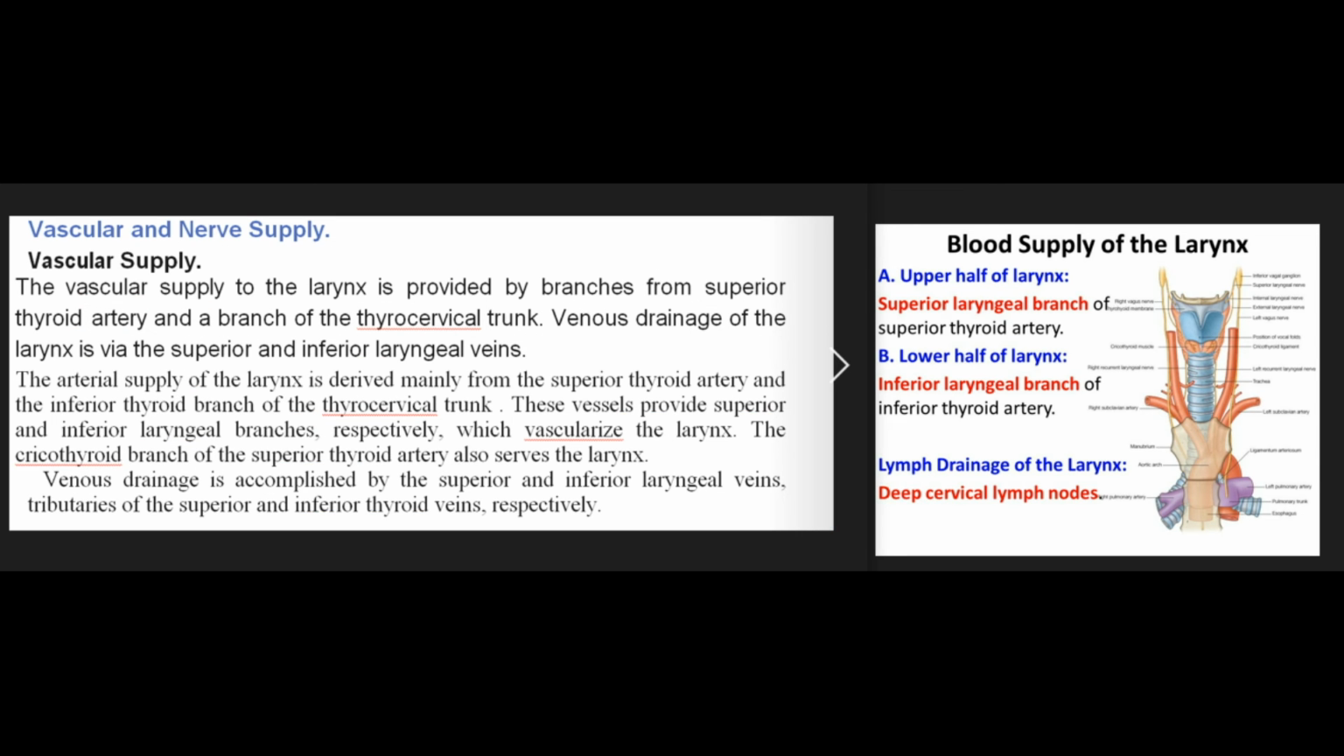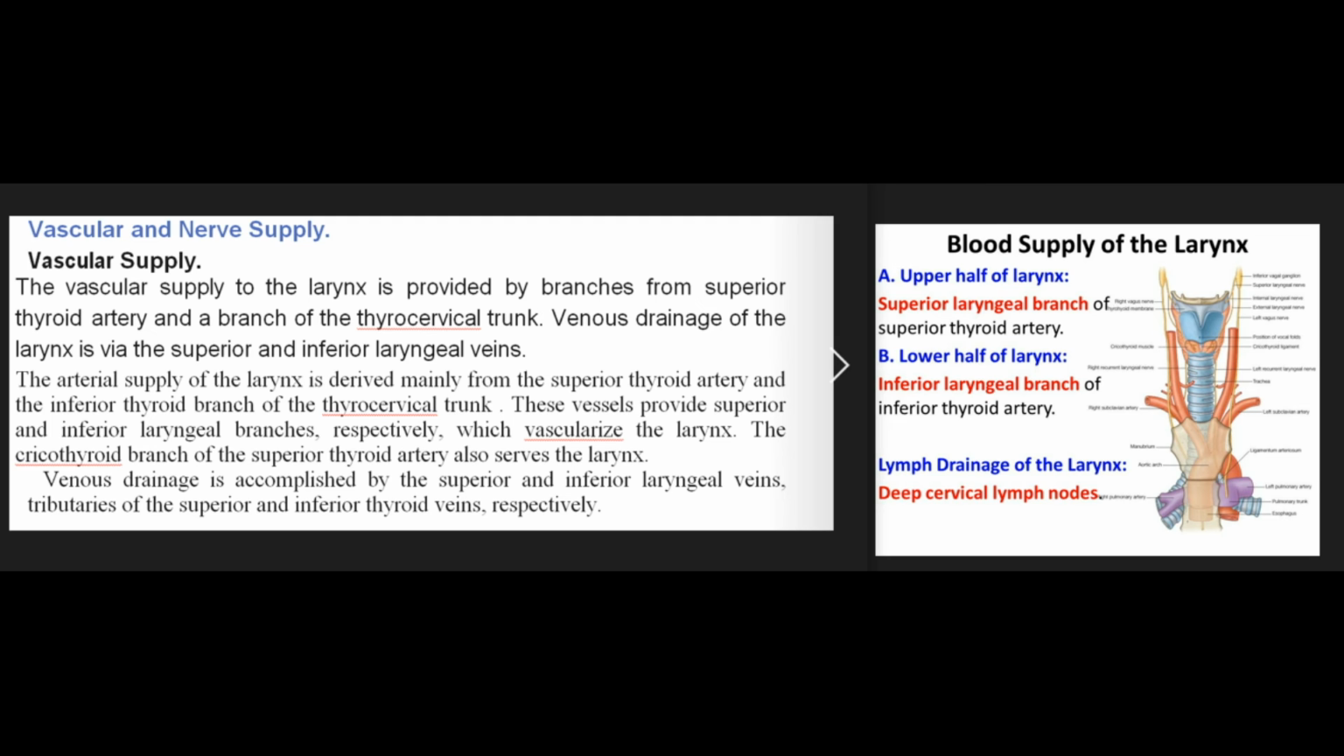Vascular and nerve supply. Vascular supply. The vascular supply to the larynx is provided by branches from the superior thyroid artery and a branch of the thyrocervical trunk. Venous drainage of the larynx is via the superior and inferior laryngeal veins.